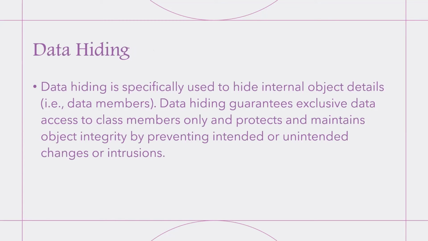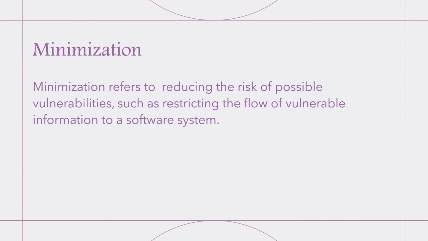Data hiding is specifically used to hide internal object details like data members. Data hiding guarantees exclusive data access to class members only and protects and maintains object integrity by preventing intended or unintended changes or intrusions. Minimization refers to reducing the risk of possible vulnerabilities, such as restricting the flow of vulnerable information to a software system.